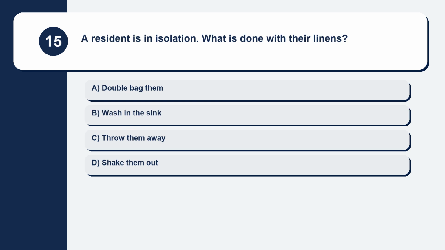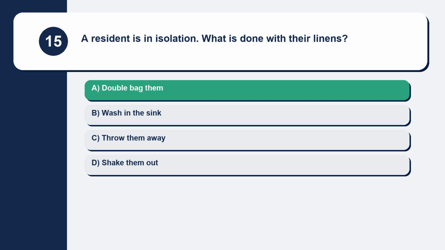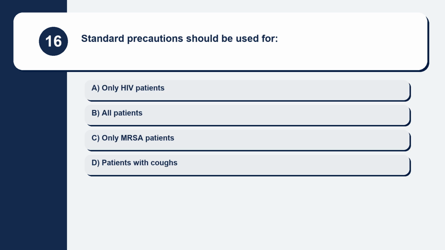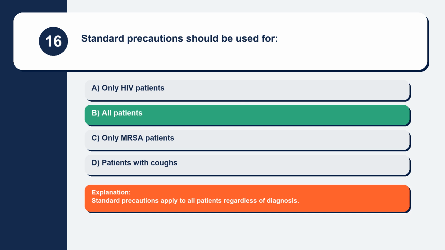Question 15. A resident is in isolation. What is done with their linens? Double bag them, wash in the sink, throw them away, shake them out. Double bagging or special handling per facility policy. Question 16. Standard precautions should be used for only HIV patients, all patients, only MRSA patients, patients with coughs. Standard precautions apply to all patients regardless of diagnosis.